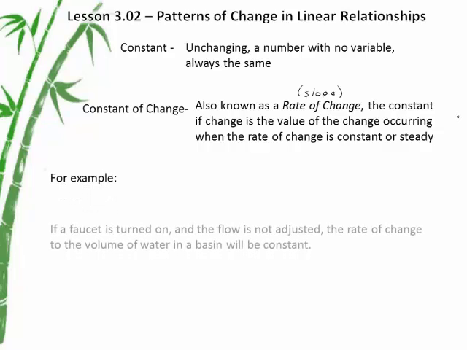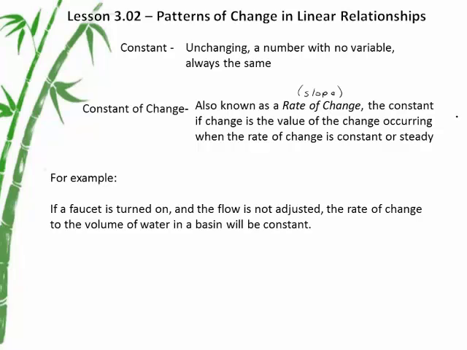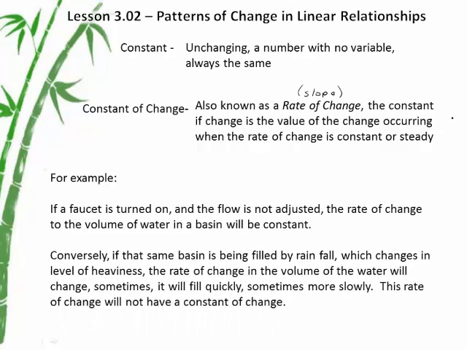So for example, if you turn on a faucet and you just leave the flow where you set it, the rate of change to the volume of water in a basin will be constant because the flow will be constant. However, if you're filling that same basin with rainfall, which changes in level of heaviness even through the same shower, the rate of change in the volume will change. Sometimes it will fill quickly, sometimes it'll fill slowly. It does not have a constant of change.